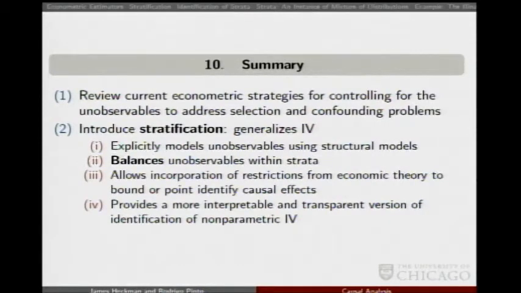So I argue that the stratification condition is a generalization of IV. It works like matching. It works like randomization, not by controlling for the V through the standard control function method, but by balancing unobservables within each stratum. It allows us to incorporate the restrictions of economic theory to bound or point identify causal effects. And this provides a more interpretable and transparent version of identification of nonparametric IV. It has the advantage that we aren't assuming that V is somehow a single dimension. It could be a very high dimensional object.